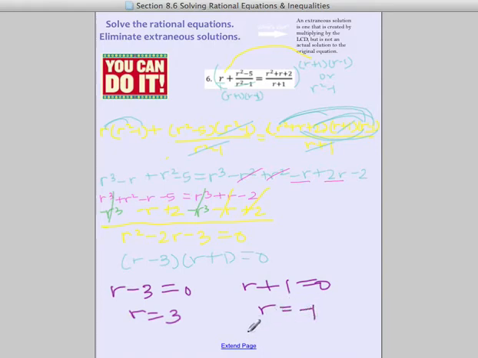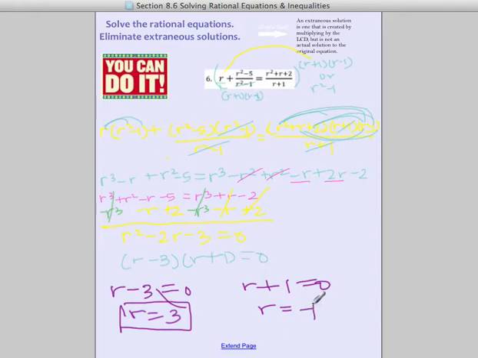Okay, now I check for my extraneous solutions. I plug 3 into my denominators. 3 squared minus 1 will give me 8, so we're good there. 3 plus 1 is 4, so we're good there. So this one is a solution. And you could plug it into the overall equation to make sure it equals out.